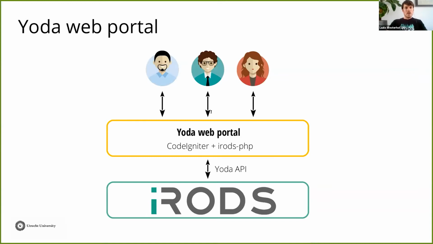So back to the web portal. After the development of the API, the web portal situation looked like this. The web portal was developed in CodeIgniter, a PHP framework for building websites, and it communicated with the Yoda API using the iRODS PHP client. We decided to give our web portal an upgrade, with the main reason to make it easier to change the user interface. So we switched from the PHP CodeIgniter framework to the Python Flask framework. Flask is a micro web framework. But since we switched from PHP to Python, we also needed to switch iRODS clients. So we switched from the prods library to the Python iRODS client.